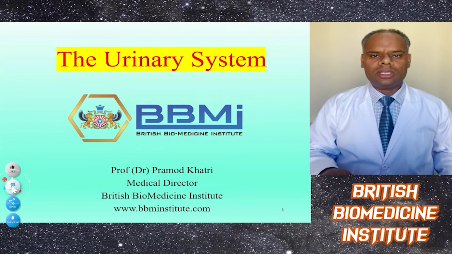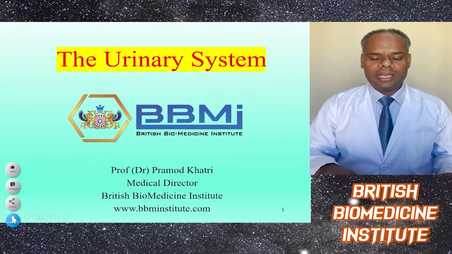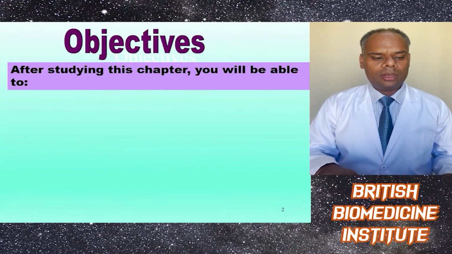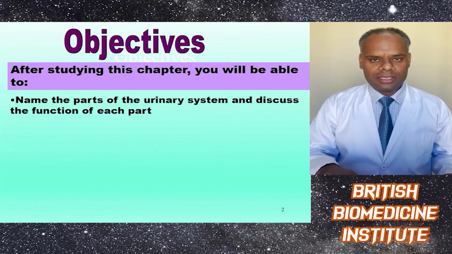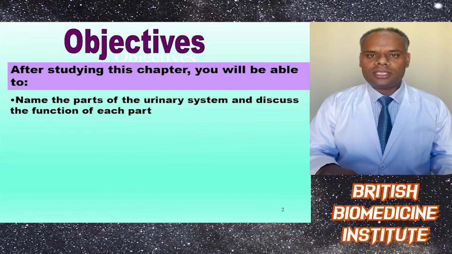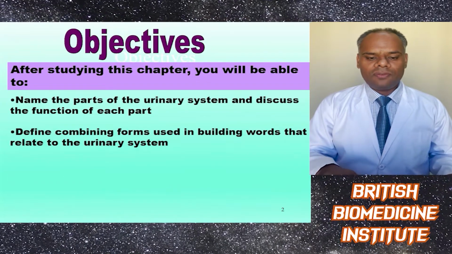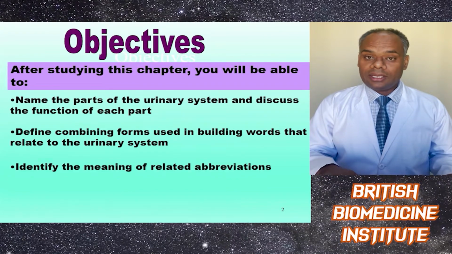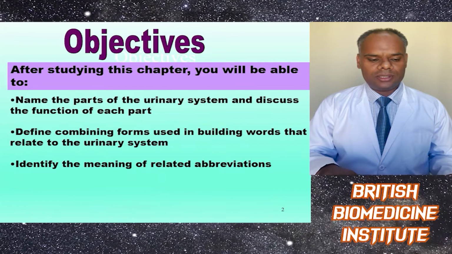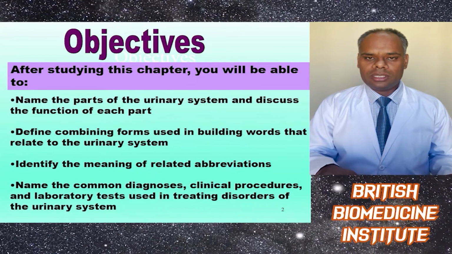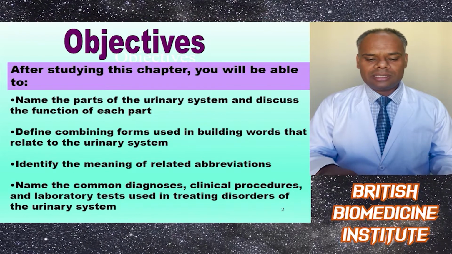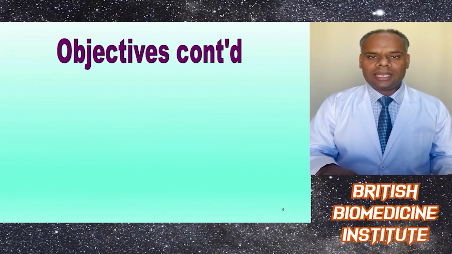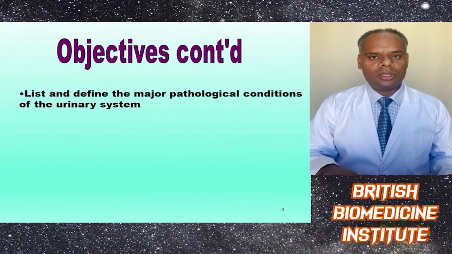Today I, Dr. Pramod Khatri, am going to present a simple topic named the urinary system. After studying this chapter, you will be able to name the parts of the urinary system and discuss the function of each part. Define combining forms used in building words that relate to the urinary system. Identify the meaning of related abbreviations and name the common diagnoses, clinical procedures, and laboratory tests used in treating disorders of the urinary system. List and define the major pathological conditions of the urinary system.